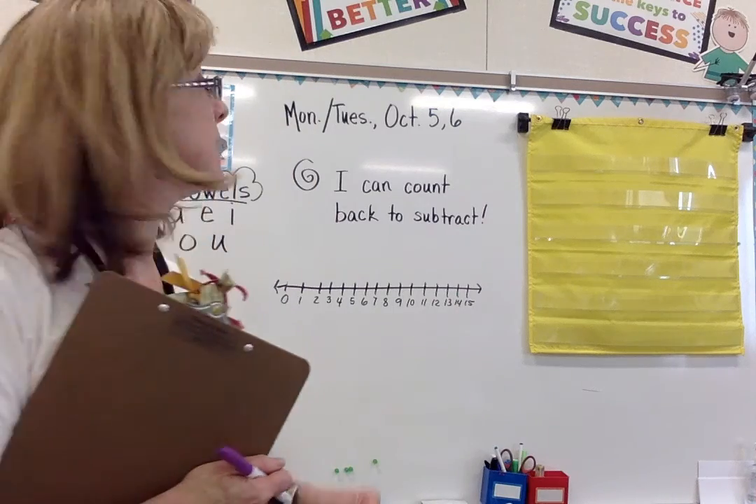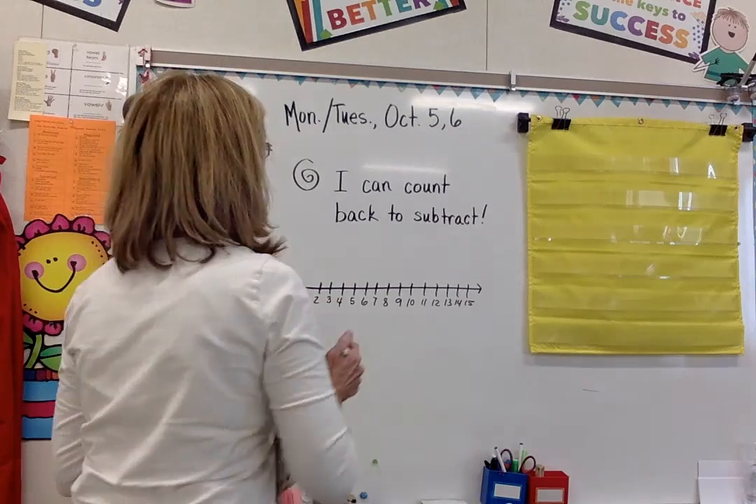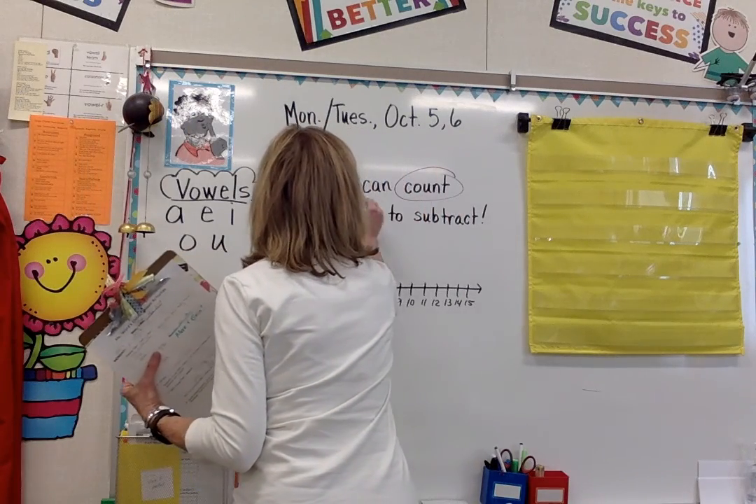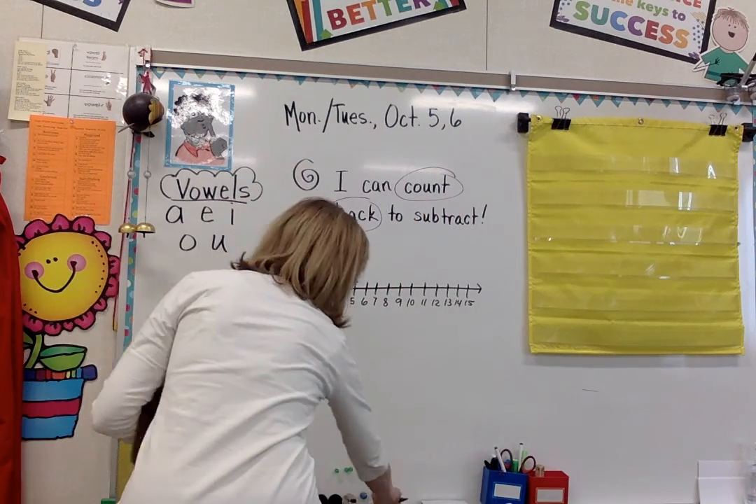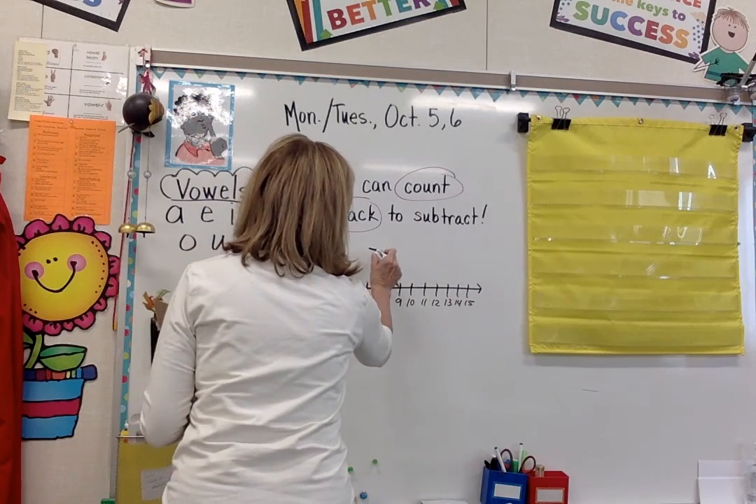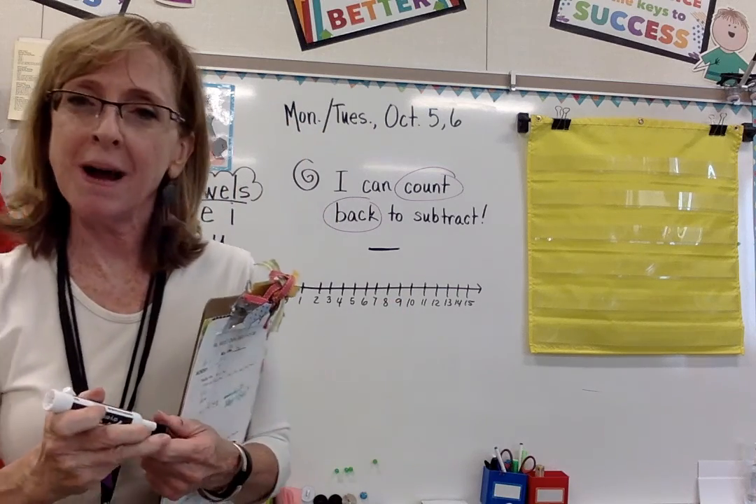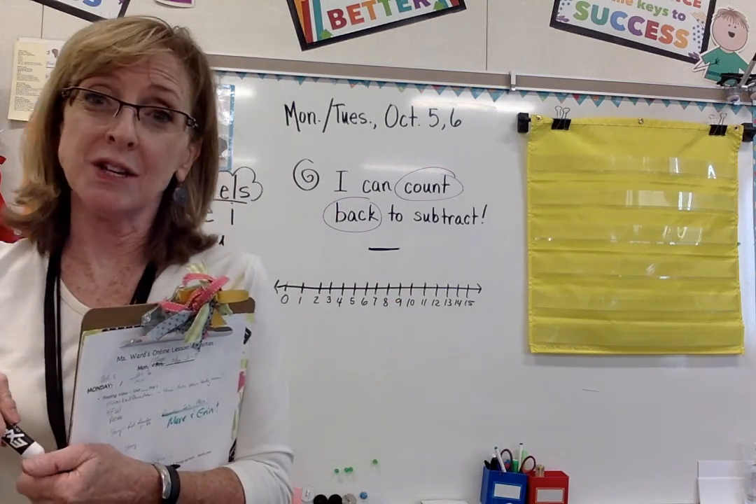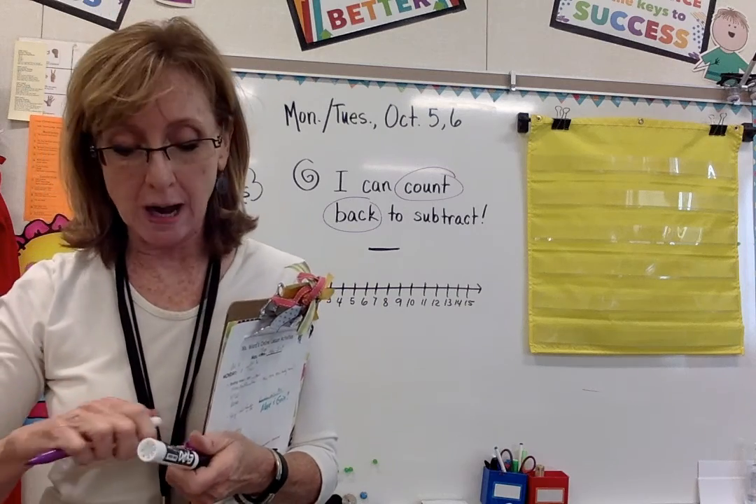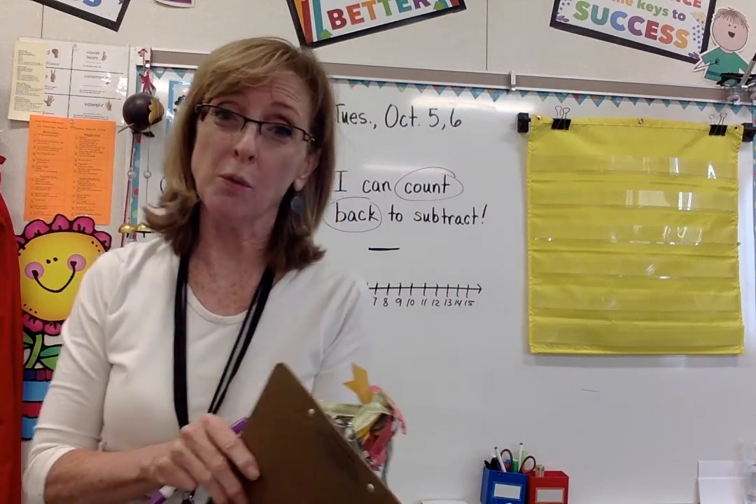We have a target today, which is I can count back to subtract. And I'm just going to circle count back. When we subtract, we need to make sure we're paying really close attention to our subtraction symbol. And it's just this line. It's a takeaway symbol. We use minus or takeaway as other words to mean subtract. But subtract is the word that we use to describe what we're doing.